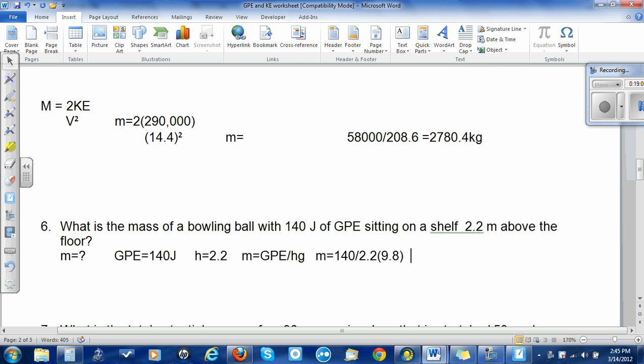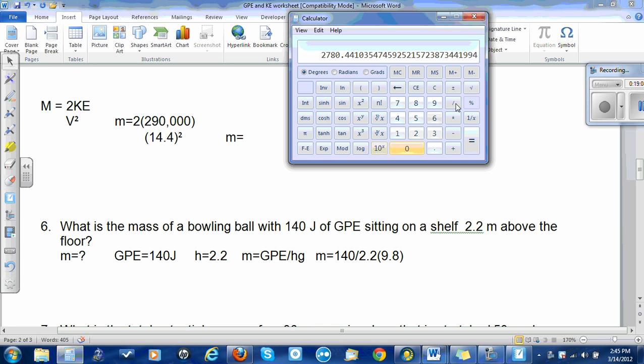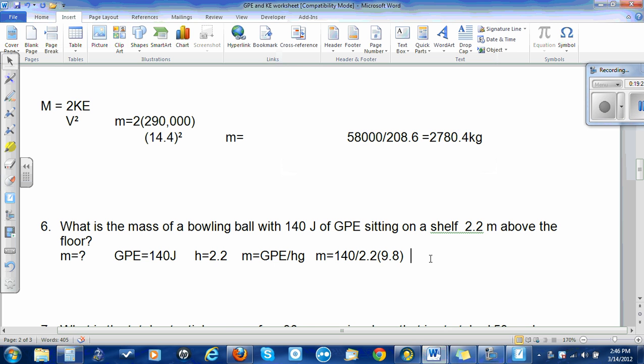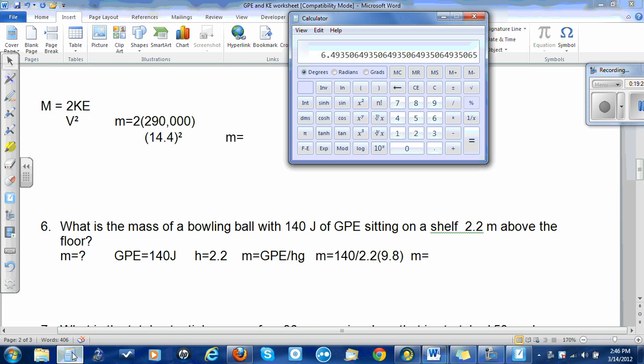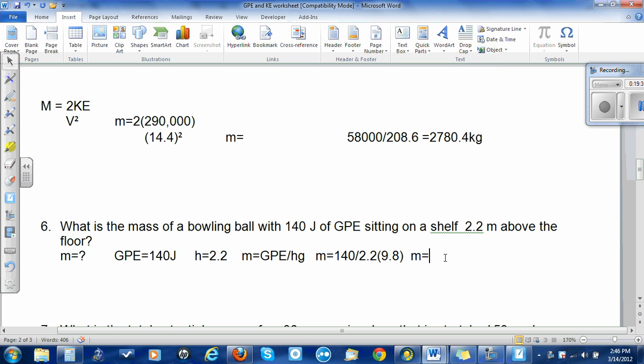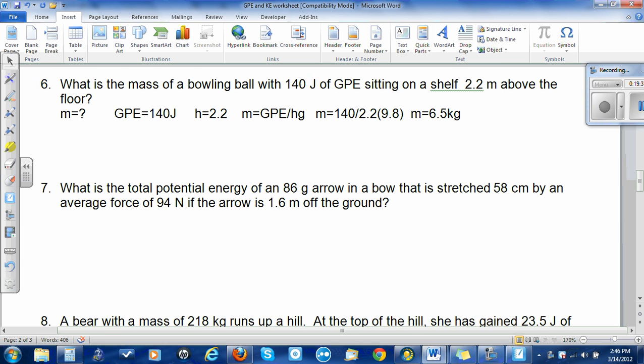Okay, pull up our calculator. 140 divided by 2.2 divided by 9.8 equals, the M equals 6.5, we can say 6.5 kilograms. All right, pretty easy problem, straightforward.